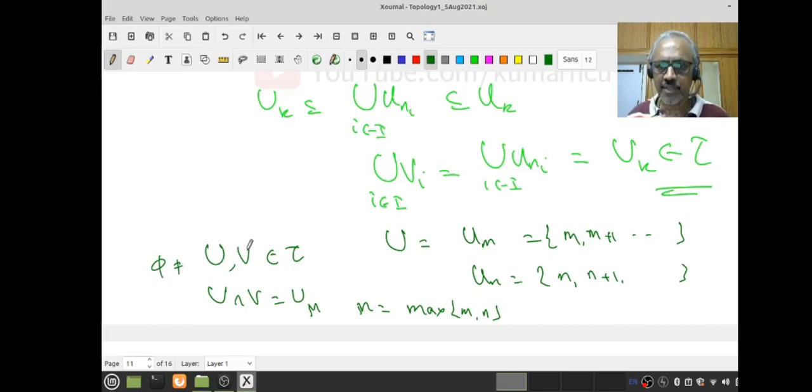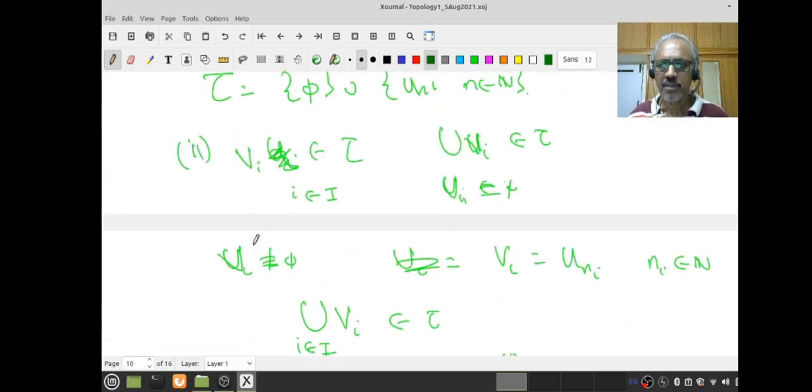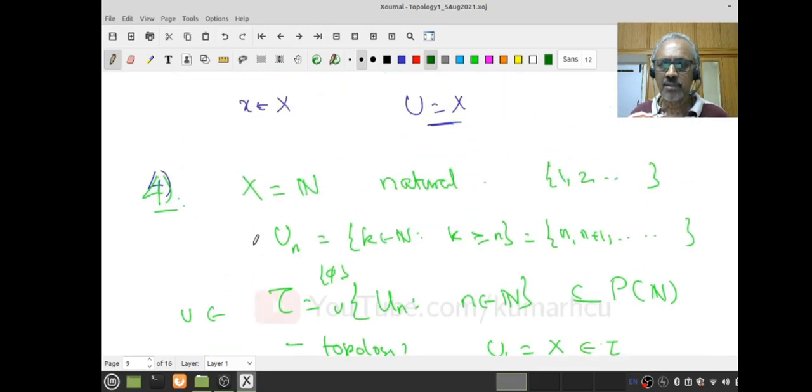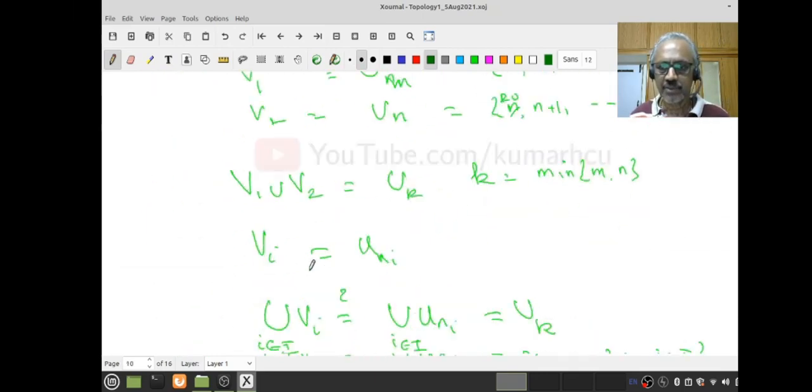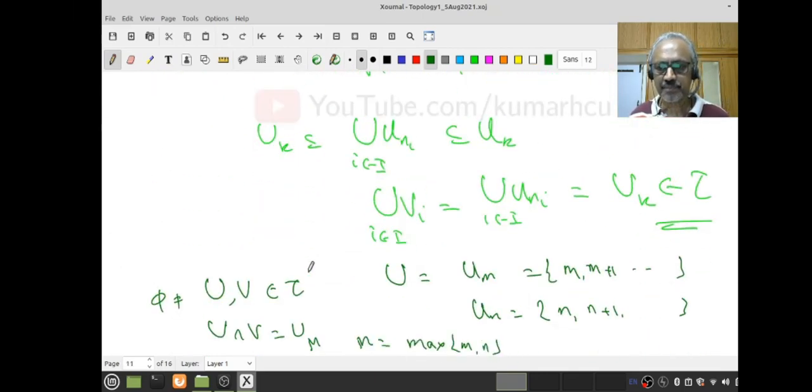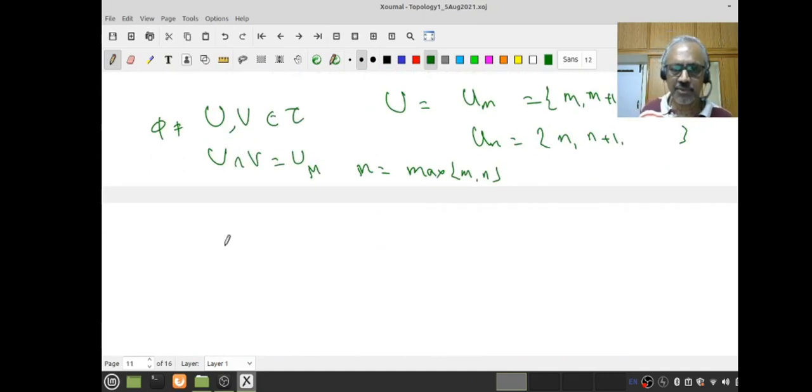So what do you think I have proved? I have proved this collection of U_n's is a topology. There is only a countable collection of subsets. Remember, the power set of N is uncountable, right? But the collection tau is a countable collection, including the empty set. So this is a topology. Now, what is the question you would like to ask? All of you should know.